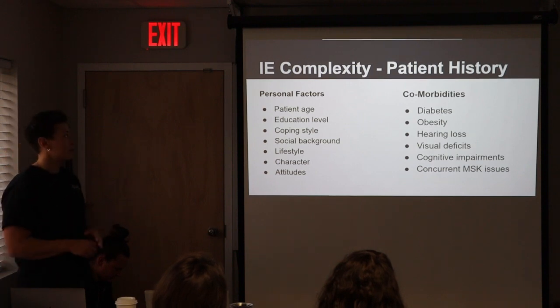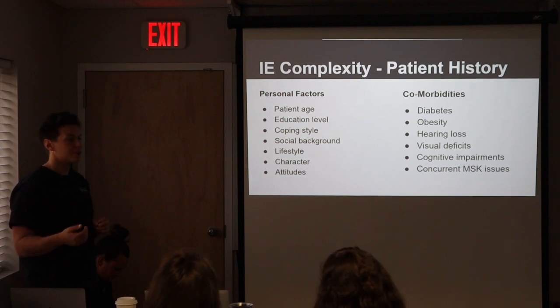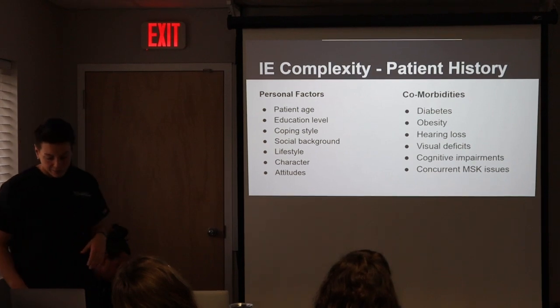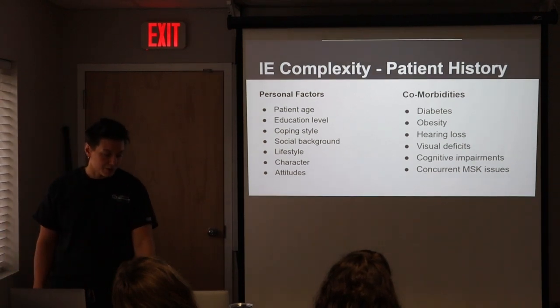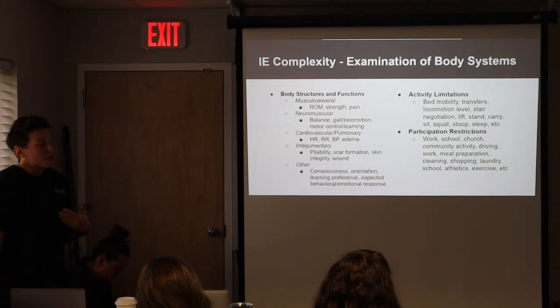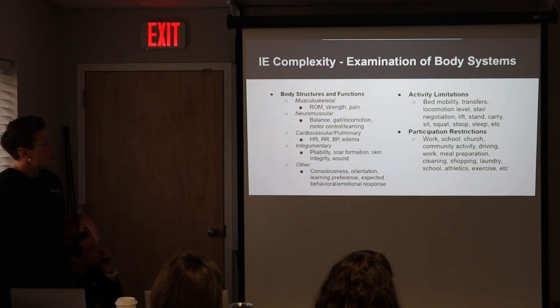So just listing out, we'll talk a little bit more about this in a second, but just listing out those factors is not enough to establish an appropriate selection of maybe a moderate or a high complexity as far as their personal factors and comorbidities. The next is the examination of body systems. This is our bread and butter because this is all the stuff that we assess and evaluate. It's going to include body structures and functions, activity limitations, and participation restrictions. So all of these things.